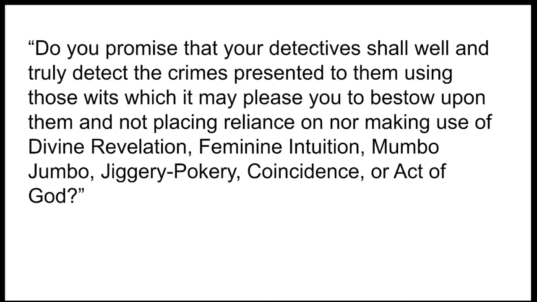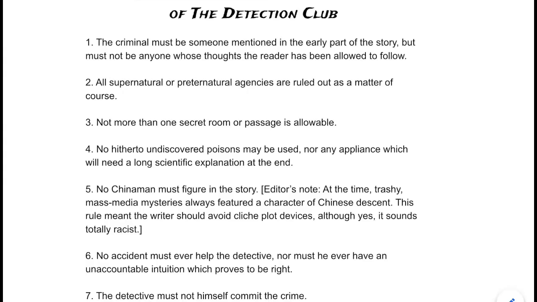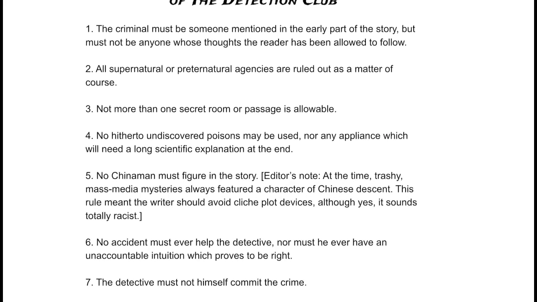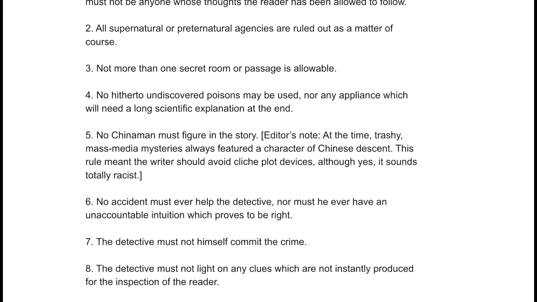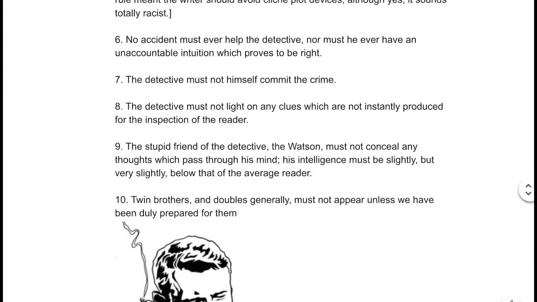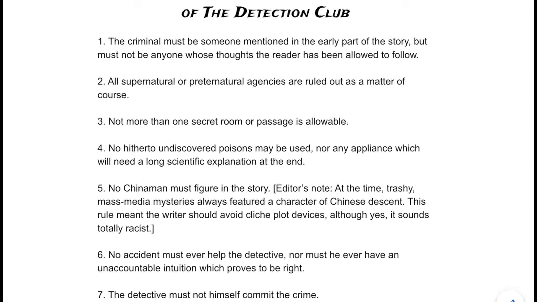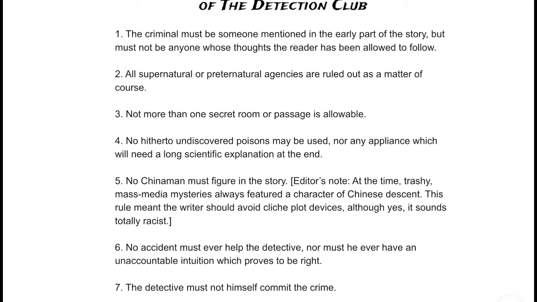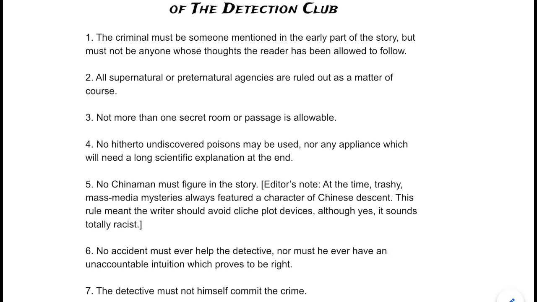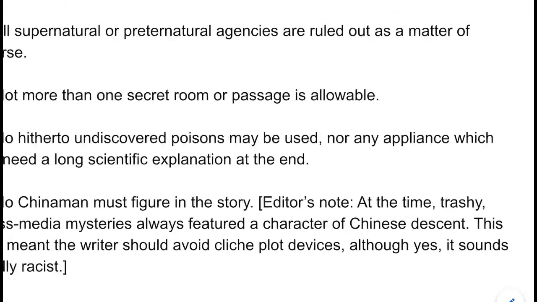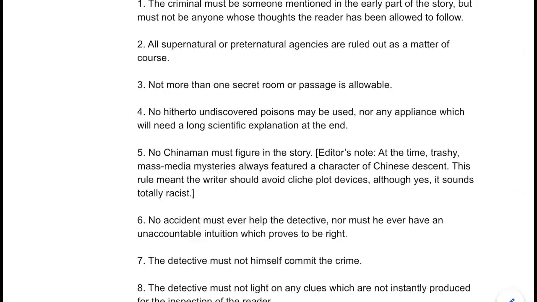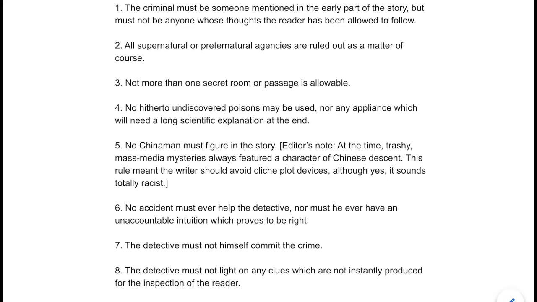They wanted their detectives to truly solve the mystery and also give their readers a fair chance of solving them at the same time. So there are 10 of them, so I'm not going to go through them all, but they are hilarious and also kind of genius. So even modern day detection clubs actually use a list somewhat like this. So let's just take a peek at a couple of these. For example, number 3, not more than one secret room or passage is allowable. So the authors don't want to totally confuse their readers.